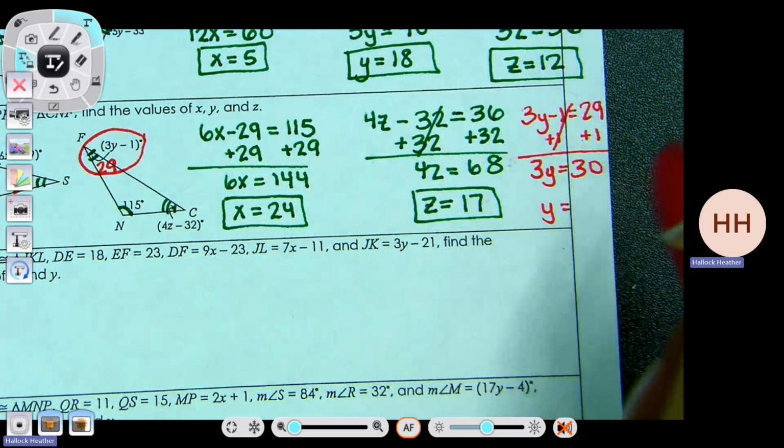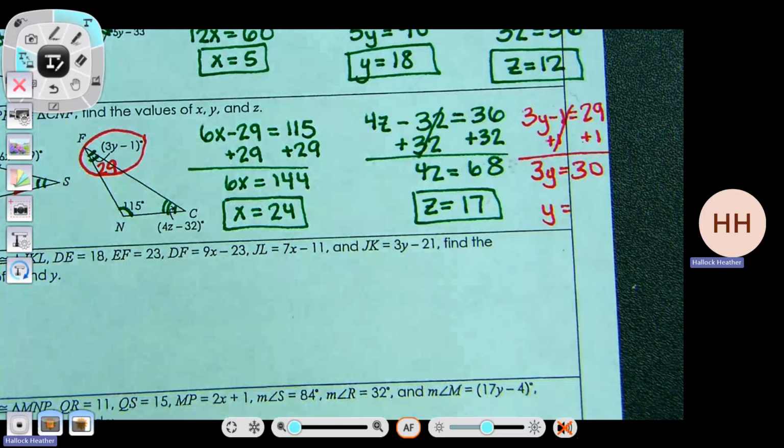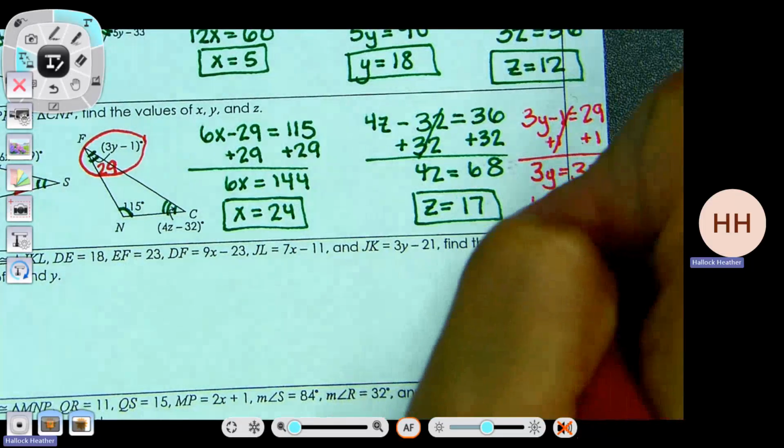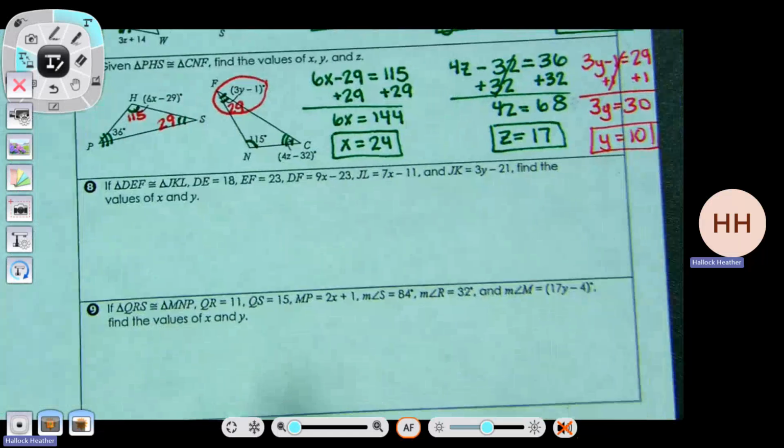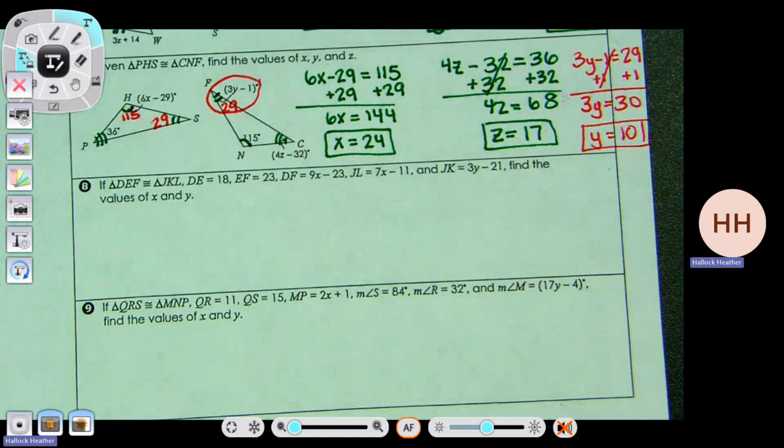And then, how much is the final answer? 10. How do we feel? Not too bad, not too bad. The next one is exactly the same, but there's no picture. Oh no. What should we do? Draw it out. When in doubt, let's draw it out.